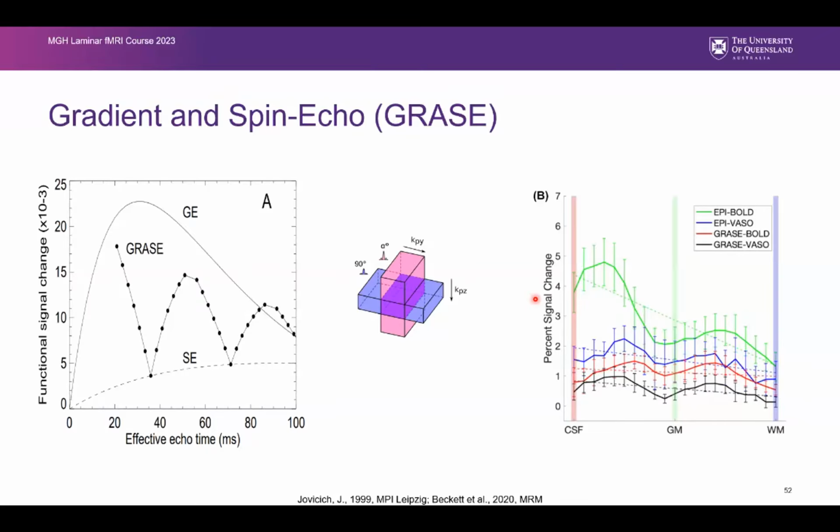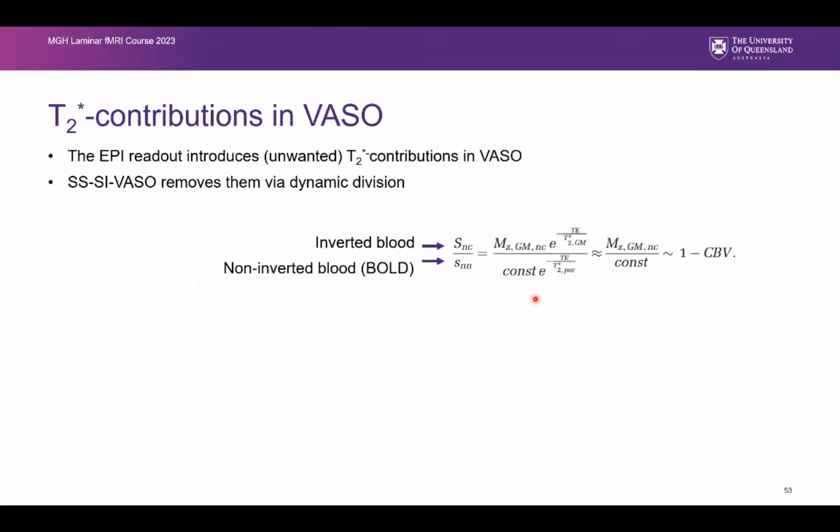If you see them in the literature, one last word, you might think, wait, for BOLD, we can just do an EPI and it's T2 star weighted. But that's also our readout in VASO, right? Don't we get a T2 star weighting there as well? And the answer is yes. The answer is the same for spin echo, but the contribution is a little bit smaller. So the EPI readout introduces unwanted T2 star contribution in VASO, and that's why you have to remove them via dynamic division.